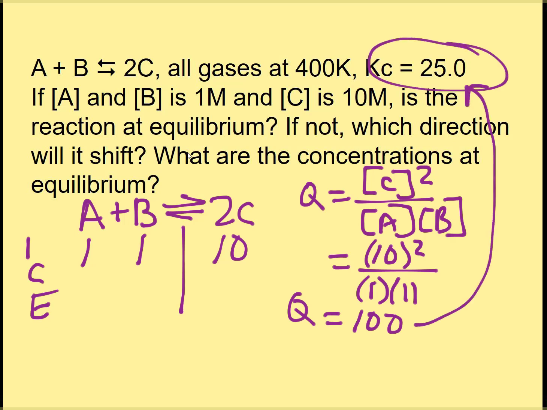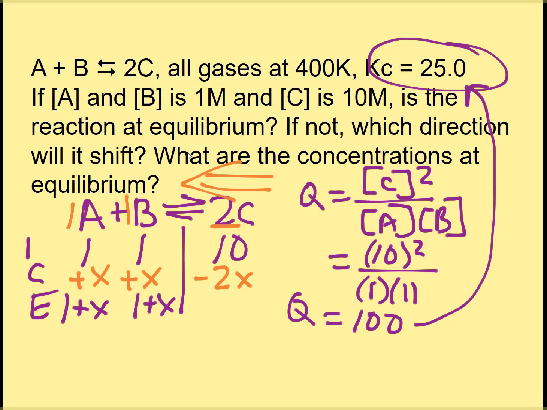So because my K is lower, then that tells me that I have too many products. So it's going to shift over towards the reactant side. So that means I am going to have my products disappear and my reactants up here. And make sure you use the stoichiometry 1 to 1 to 2. And again, that's just from the balanced equation. Okay, let's bring everything down. So I have 1 plus x and 1 plus x, and this is going to be 10 minus 2x.